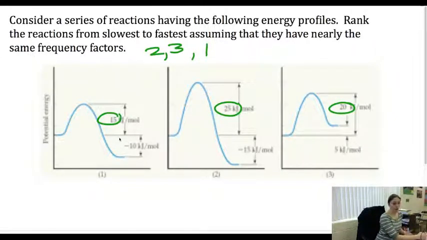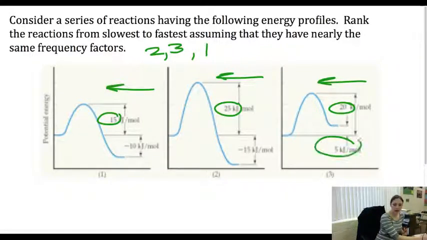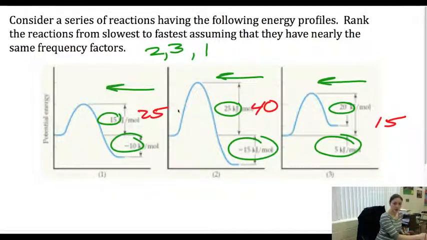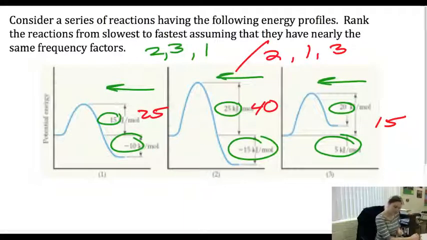Now if I wanted to go on the reverse reaction, meaning I wanted to go this way on all of these, now I'd have to add in those 5s or those 15s or those 10s. Well, for the reverse reaction, I'd have to put in 15 here because it's 20 and then 5. I have to put in 40 here. I have to put in 25 here. So my reverse order reactions would go 2, 1, 3, if I want to go back the other way.